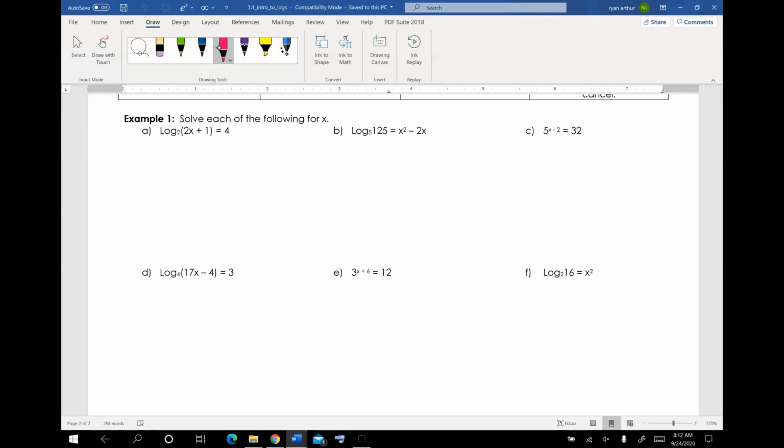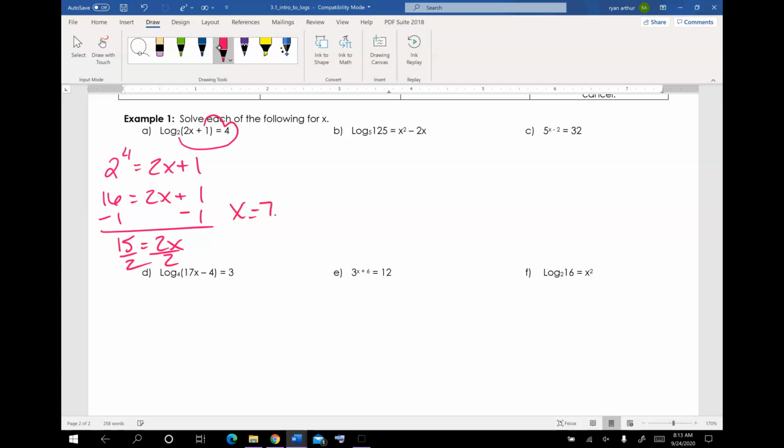I would have to convert it to an exponential, and it would be 2 to the 4th equals 2x plus 1. 2 to the 4th is 16. Minus 1, 15 equals 2x. Divided by 2, and x would equal 7.5. So I'm going to talk about how I can get 7.5 just by looking at the graph.